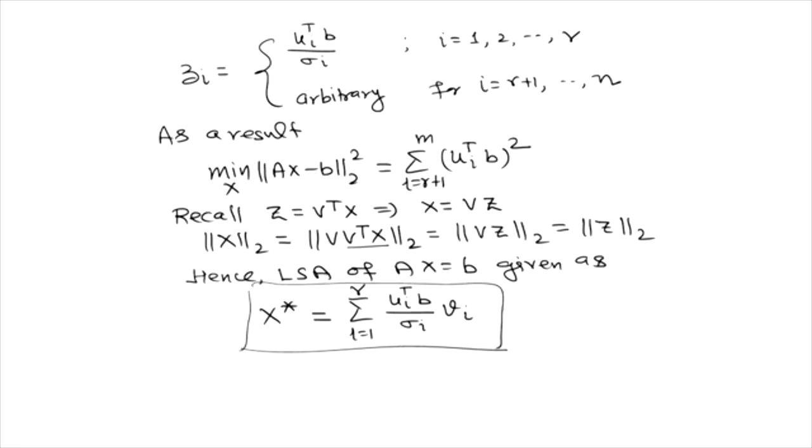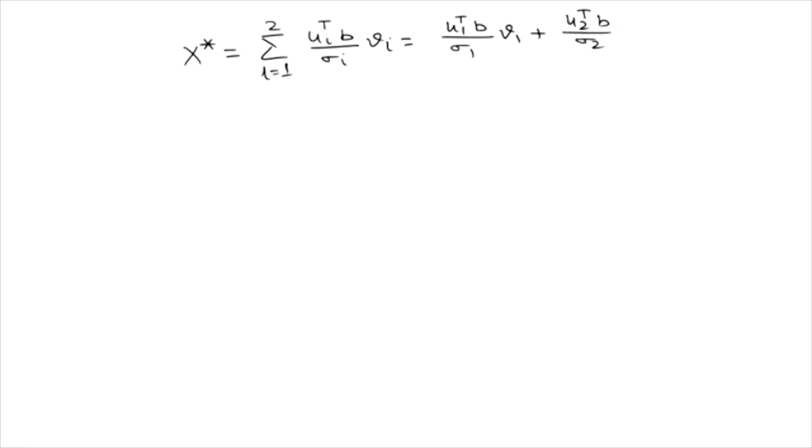So, if we see the earlier example which we have taken for fitting a line, there x star, that is the least square solution, can be given as the sum for i equals 1 to 2, because we have only two singular values, of u i transpose b upon sigma i v i. So, this will become u 1 transpose b upon sigma 1 into v 1 plus u 2 transpose b upon sigma 2 into v 2.